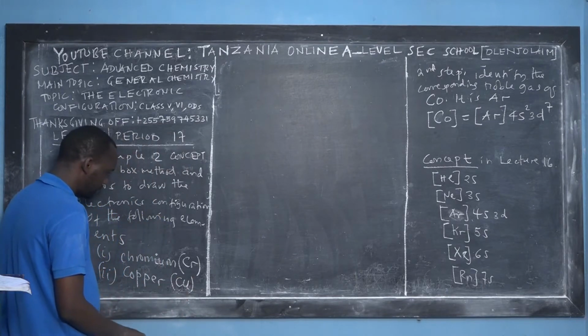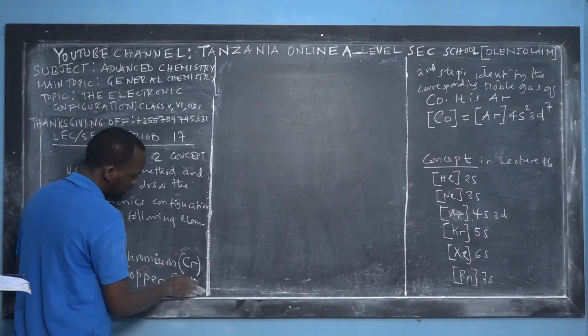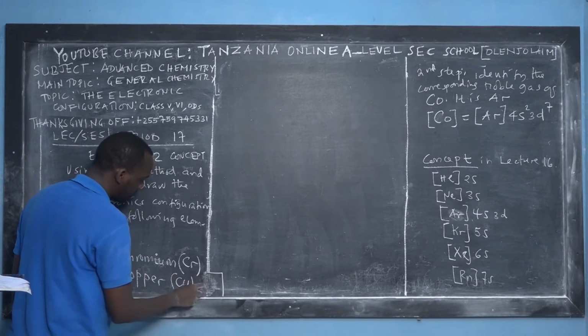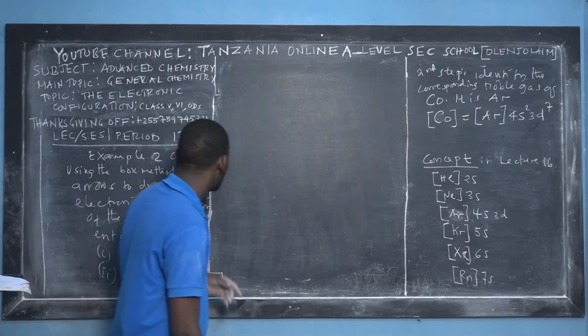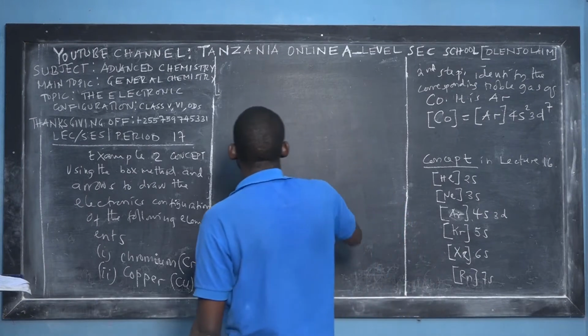So let me leave you there. Write the electron configuration for copper. So this is the homework. I will do it for chromium. So it says solution.